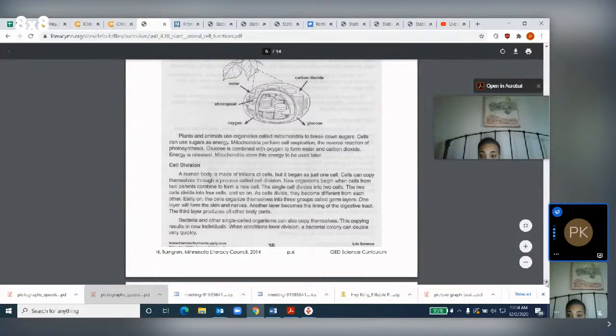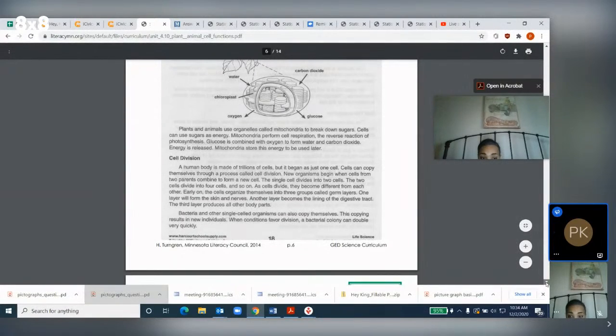Early on, the cells organize themselves into three groups called germ layers. One layer will form the skin and the nerves. Another layer becomes the lining of the digestive tract, and a third layer produces all other body parts. Bacteria and other single-cell organisms can also copy themselves. This copying results in new individuals. When conditions favor division, a bacterial colony can double very quickly.